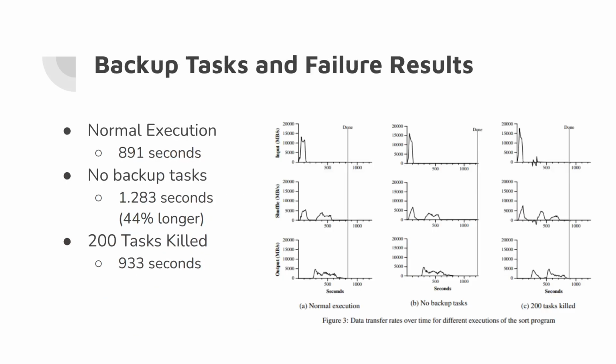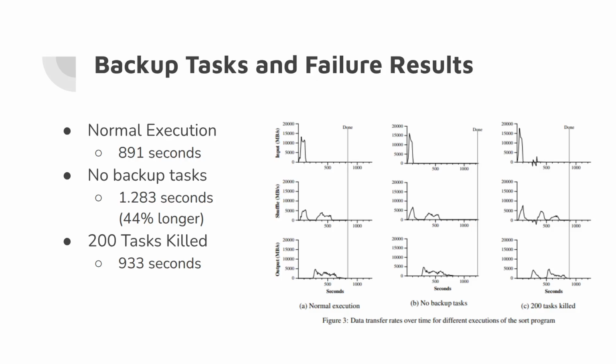One of the strongest parts of the paper is the comparison shown in Figure 3. During normal execution, the sorting operation completed in about 891 seconds. When backup tasks were disabled, several slow reduce tasks created a long tail at the end of the job. The total execution time increased to 1,283 seconds, which was 44% longer.